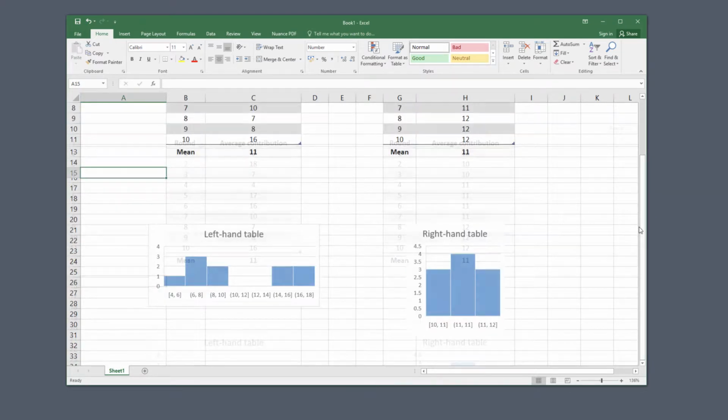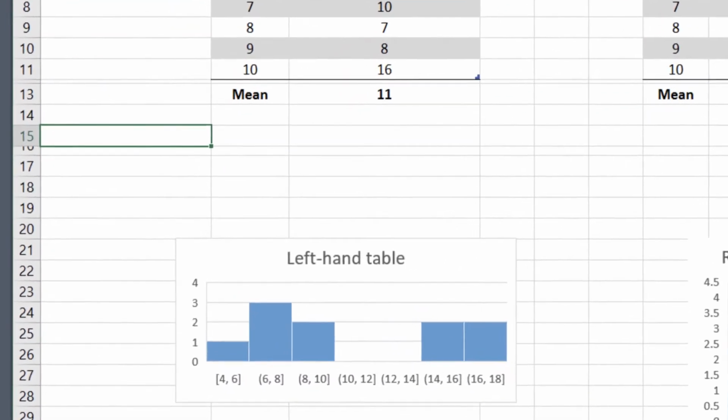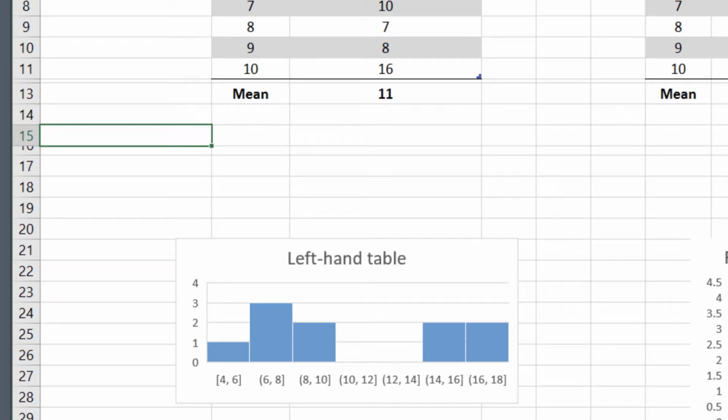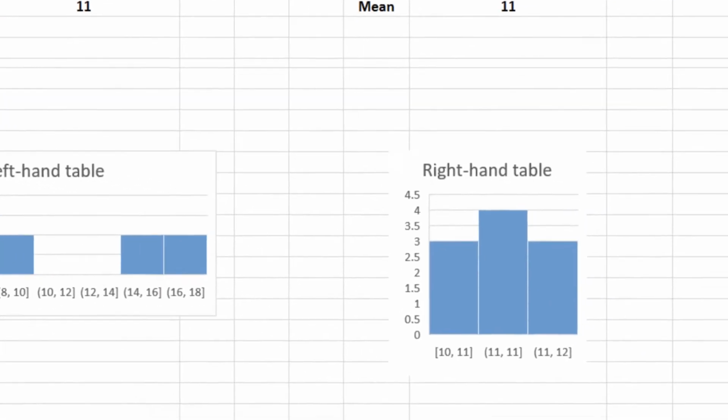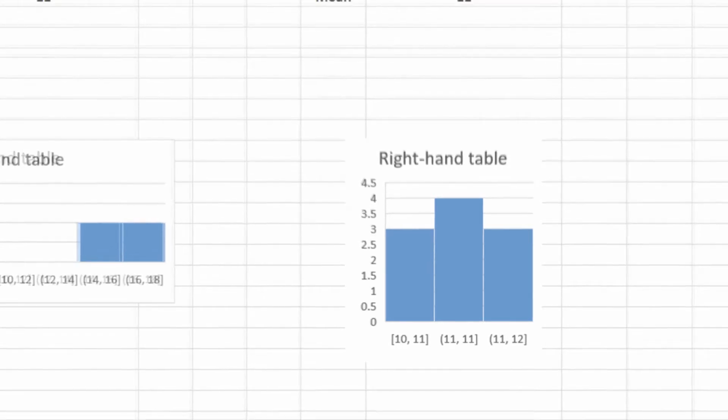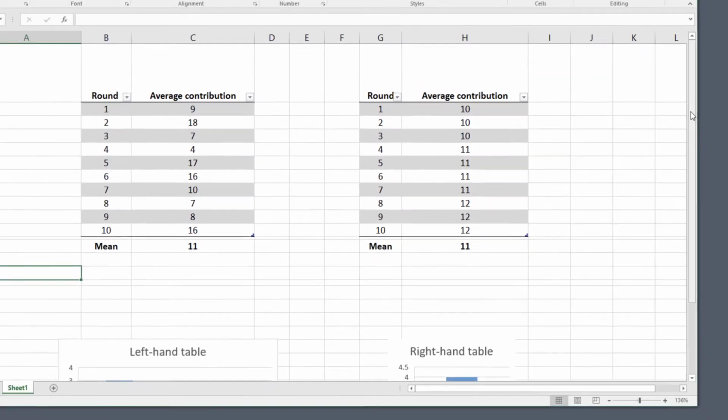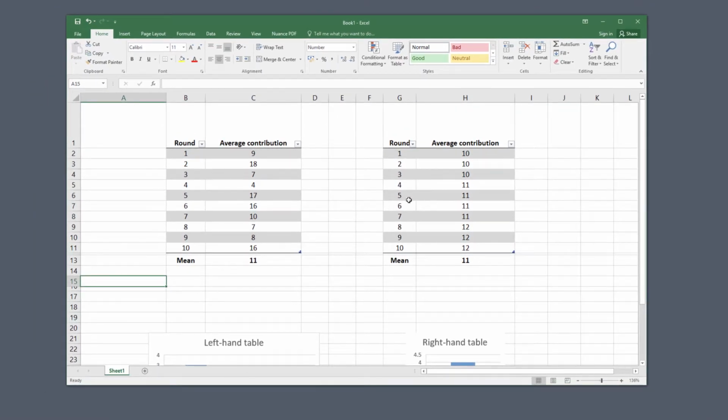We've also added two charts showing the frequency of observations for each value. On the left, we can see that there's a wide range of values, but on the right, there are only 3 values, so the right-hand chart is narrower with higher columns. So, eyeballing this data implies that the right-hand side data is less spread out. It should have a smaller standard deviation.